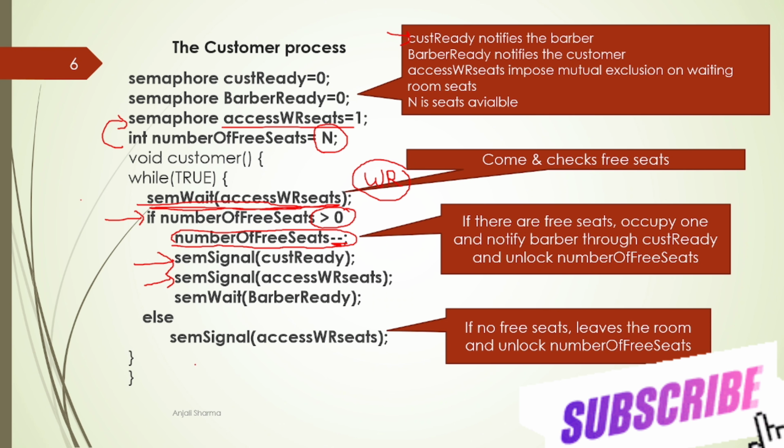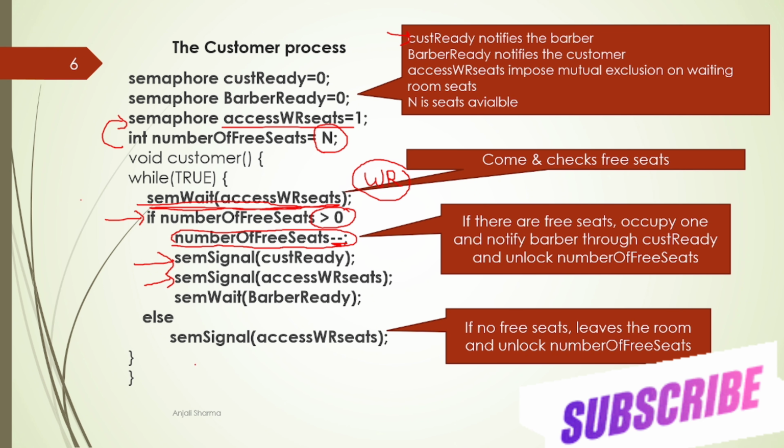So the last thing is that if there are no seats, leave the room and unlock the number of free seats because you are holding it. Why are you holding it? So that you can occupy one seat. But there are no seats, so leave it so that the barber process can occupy it.